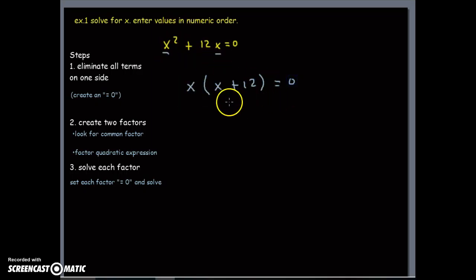So we've now created our two factors. The first one obviously is this factor right here. That's our first factor. And our second factor is this right here. So these are the two things that are being multiplied: x times x plus 12. And now our third step is going to be to solve each factor. So we're going to take the first factor and we're going to set it equal to 0.